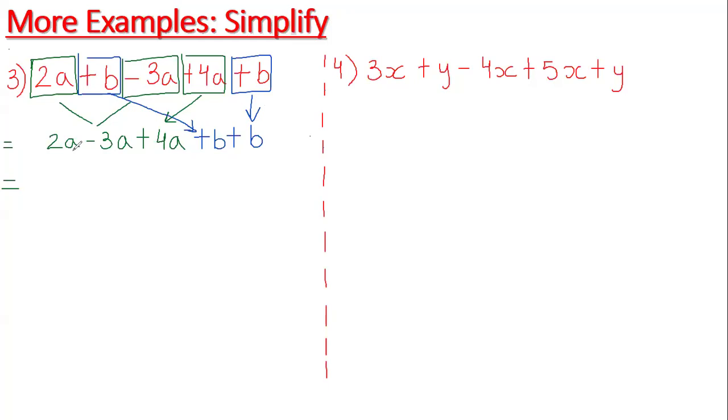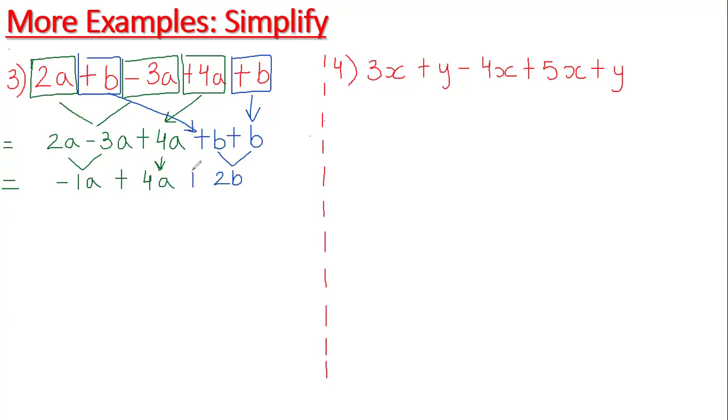Then you want to put 2A again. So what is 2A and negative 3A? Yes, sir. Negative 1A. Plus what? You bring down the plus 4A. And then we do B plus B. What is B plus B? That's plus 2B, right? Yes, B plus B is 2B.